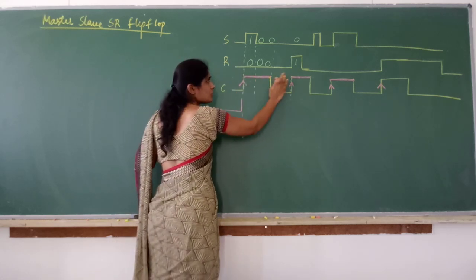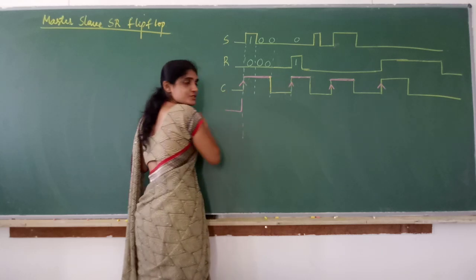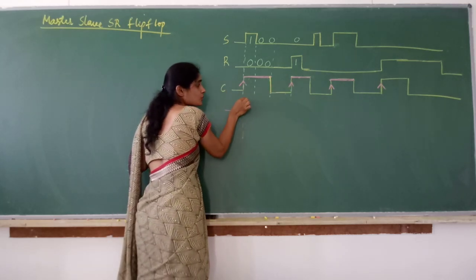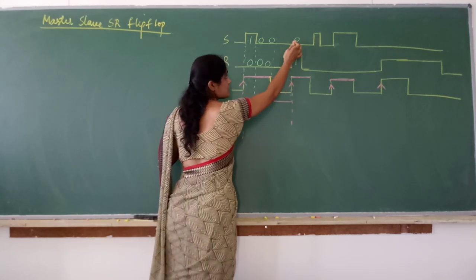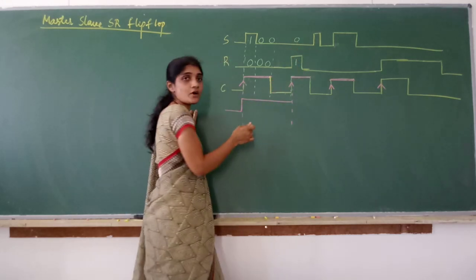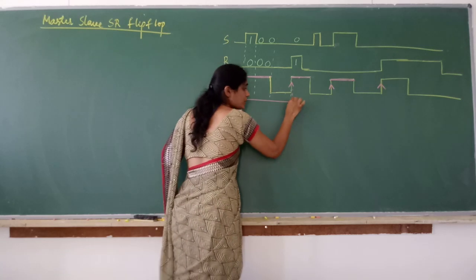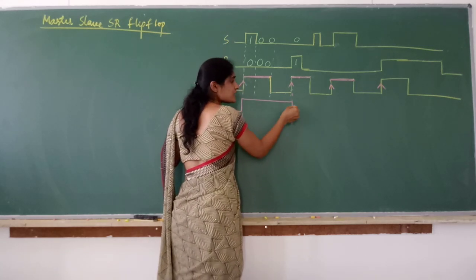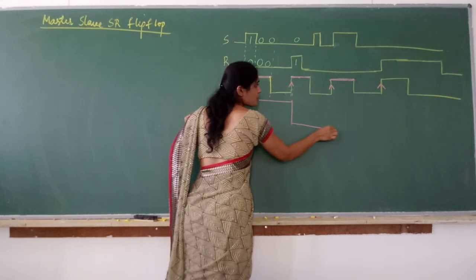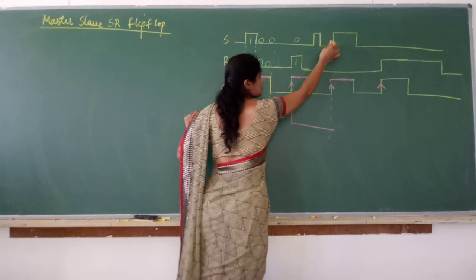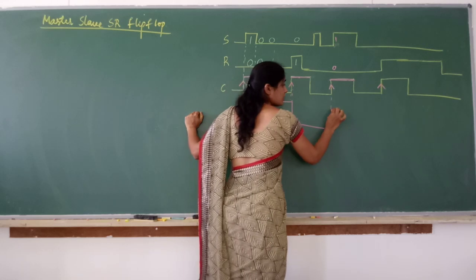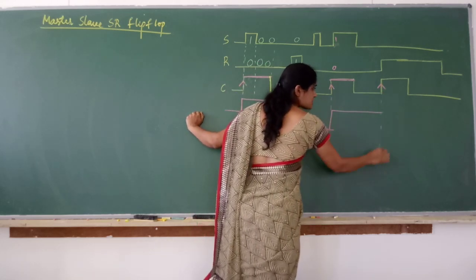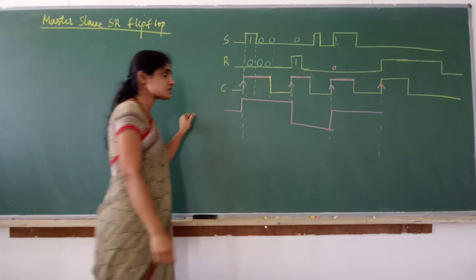Next, you don't look at the input till the next positive edge. Till the next positive edge, output will be 1 only. At this edge you see S is 0, R is 1. What is the output? 0. So now it will become 0. Again, don't look at the inputs till the next positive edge. At this edge, what is S? 1. What is R? 0. 1, 0, what is the output? 1. Again, don't look at the inputs till the next positive edge, like this.